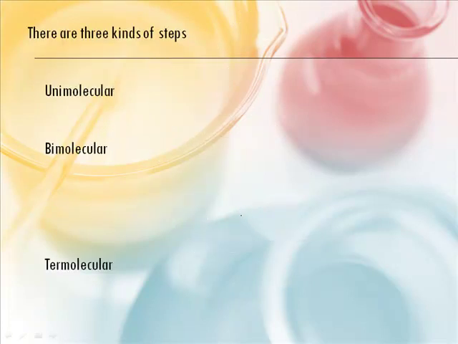All right, now there are different kinds of steps. There are 3 varieties of steps. Those are unimolecular. Uni means one. So what does that mean? That means one chemical breaks apart into something else, say B plus C. So you just have one chemical. Bimolecular means you have 2 chemicals.